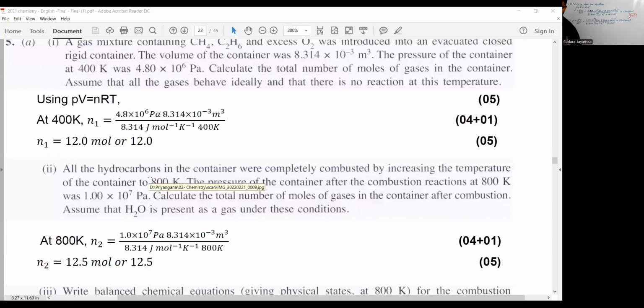Look at the marks distribution. So for writing PV equal nRT, you get 5 marks. And for 400 Kelvin, N1, they are defining N because we are writing N 2 times now. For my answer also, I have to add that. No, that is good. N1 and N2. Or you have to say initial moles, final moles. In words also, it is applicable. And 12.0 moles. And you can see 15 marks are given. And look at the middle one, 4 plus 1. Then plus 1 is given for units.